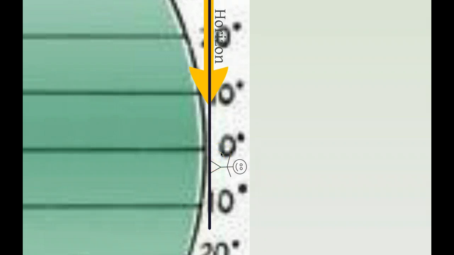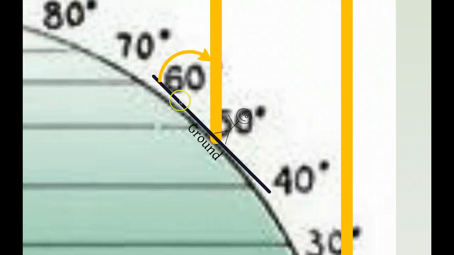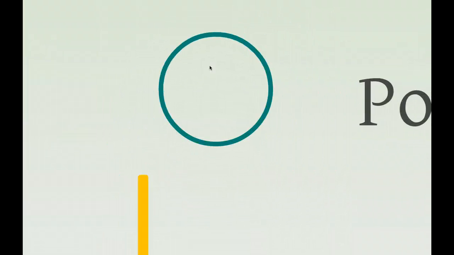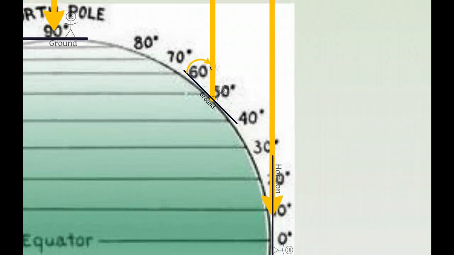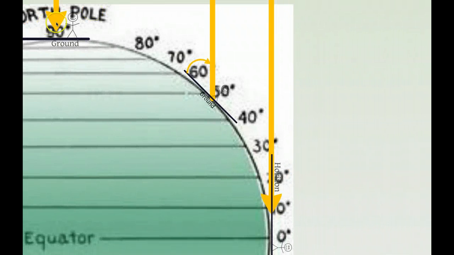And so as you move from the equator north, Polaris starts to rise. Here's the horizon again. We're at about 50 degrees, and that's at about a 50-degree angle. And as I go to the North Pole, what happens to the angle? It increases to 90 degrees.